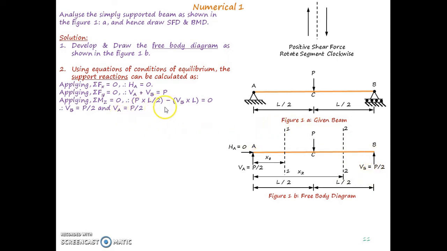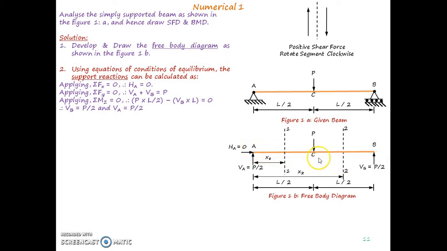So P into L by 2 minus VB into L must be equal to 0. So with this we can calculate VB as P by 2, and if we substitute this VB over here in the summation Fy equal to 0 equation, VA will also be P by 2. So knowing these reactions, we can go further for calculating shear forces at different points.